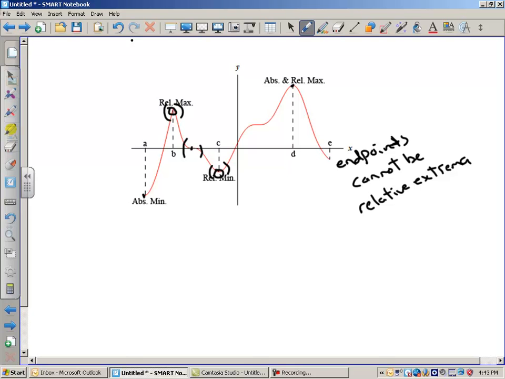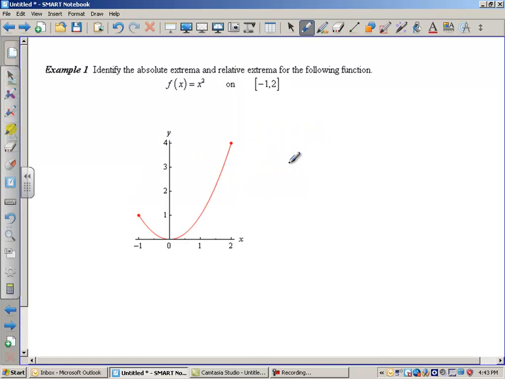Okay, let's go take a look at another example. Here's a picture of f of x equals x squared on the interval from -1 to 2. Now let's find an absolute minimum. That's pretty easy. This point right here is an absolute minimum because there's no other point lower than that. So I'm going to say that's at 0, 0. Out here at 2, 4, this is an absolute maximum. It is not a relative maximum, however, because it's at an endpoint. That's our endpoint is at 2. So absolute maximum at 2, 4.